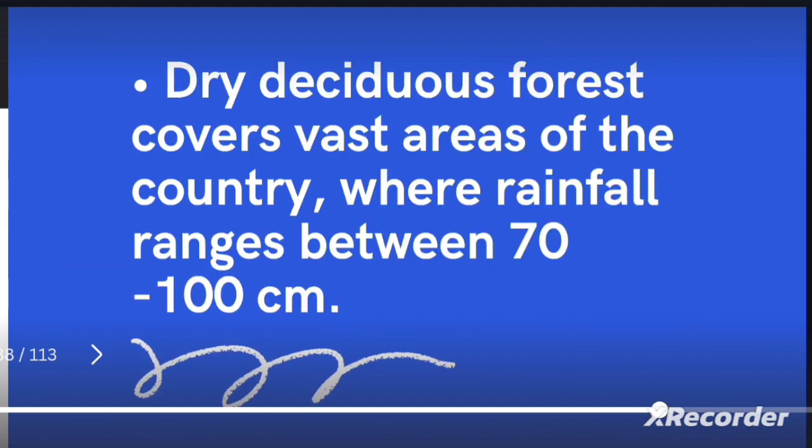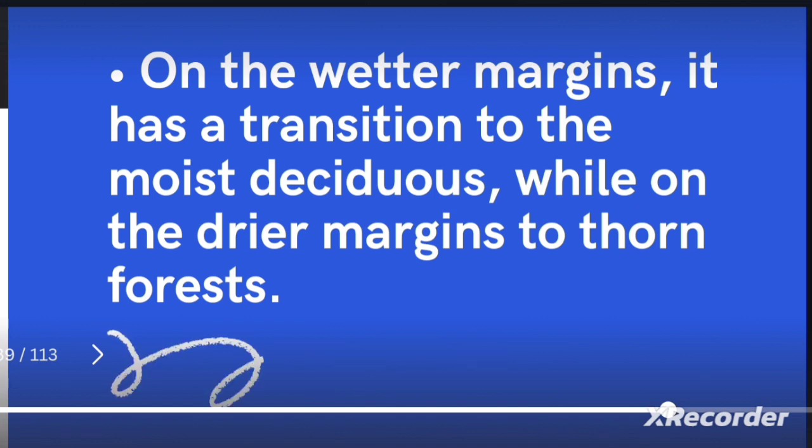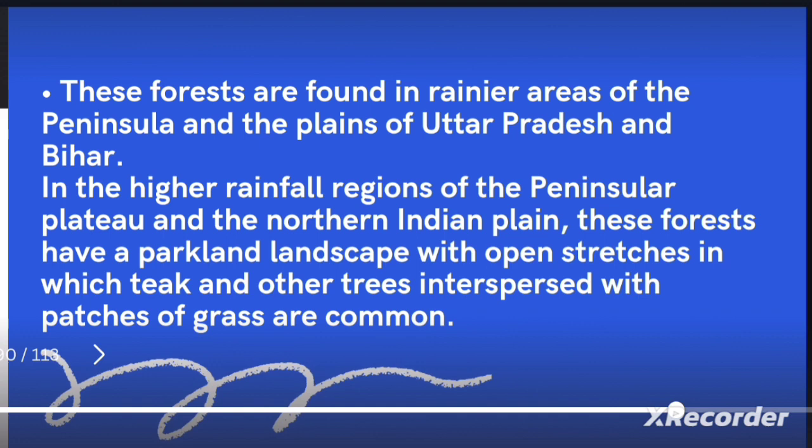Dry deciduous forests cover vast areas of the country where rainfall ranges between 70 to 100 centimeters. On the wetter margins, it has a transition to the moist deciduous, while on the drier margins to the thorn forest. The forests are found in the rainier areas of the peninsula and plains of Uttar Pradesh and Bihar. In the high rainfall regions of the peninsular plateau and the northern India plain, these forests have parkland landscapes with open stretches in which teak and other trees interspersed with patches of grasses are common.